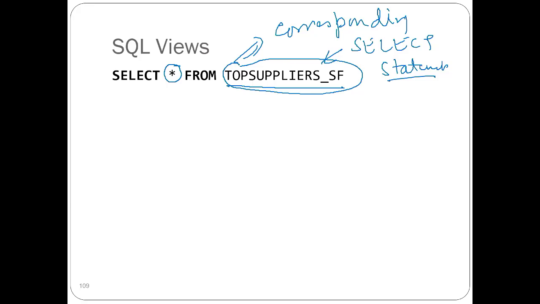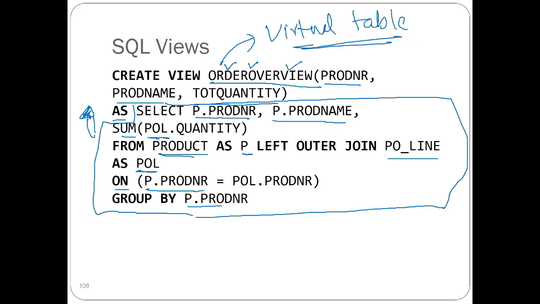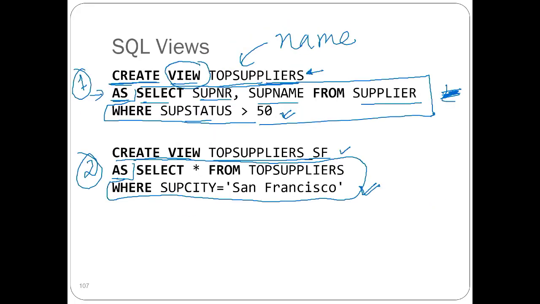Whenever we are querying from a view, which is top supplier SF here, then what will happen? Whenever you say select star from top supplier SF, then this name of the view would be replaced by what? It will be replaced by this query, which is select star from top suppliers where supplier city is San Francisco.